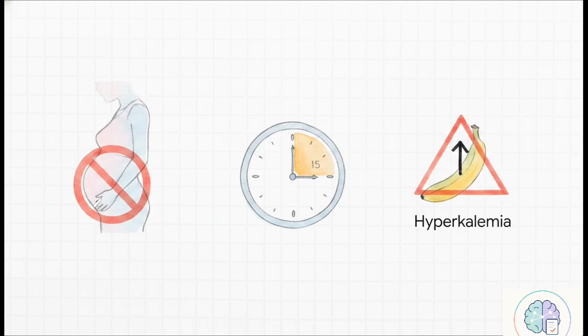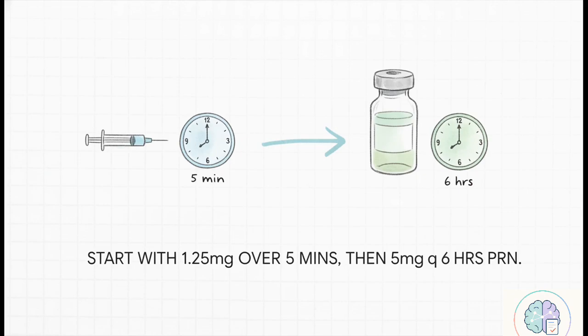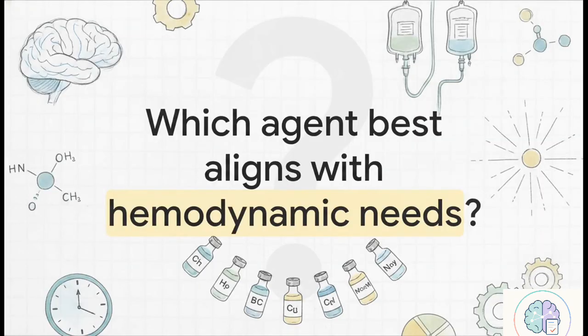Dosing for enalaprilat is incredibly straightforward, especially when you compare it to the escalating steps of labetalol or that rapid doubling of clevidipine we just talked about. You simply start with a 1.25 milligram slow IV push over 5 minutes. If that isn't cutting it, you can bump the dose up to 5 milligrams, given every 6 hours as needed. Clean, simple, and effective.